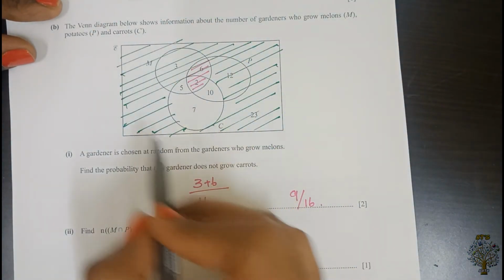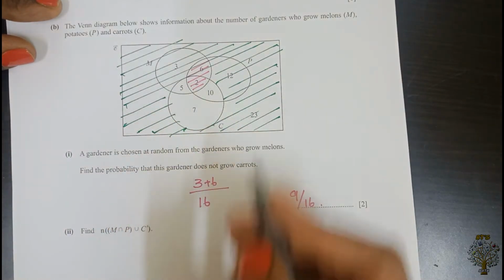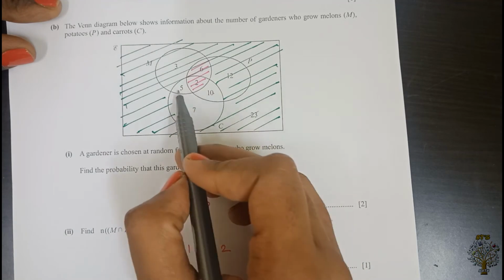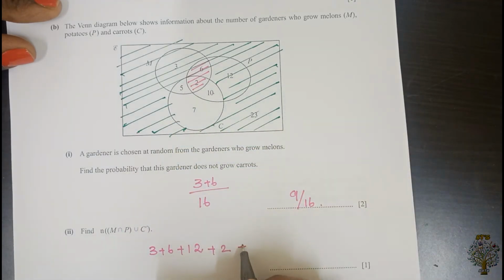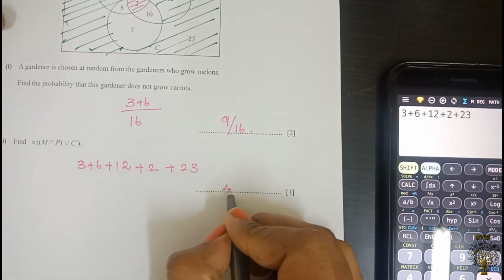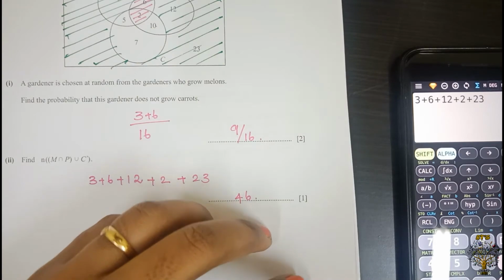So except 7 we will be adding everything. When you add everything you have 3 plus 6 plus 12 plus 2. You can understand we will be skipping this 5, 10 and 7 and we have 23 outside. We will be adding all and getting the answer. 3 plus 6 plus 12 plus 2 plus 23. That gives us 46. So here we have 46. Done. Now the next question.